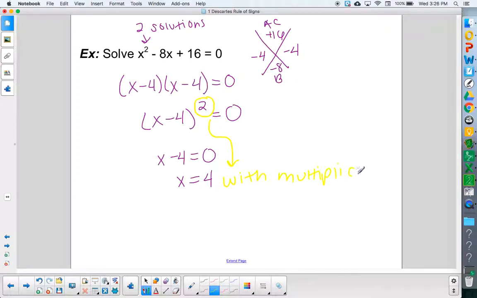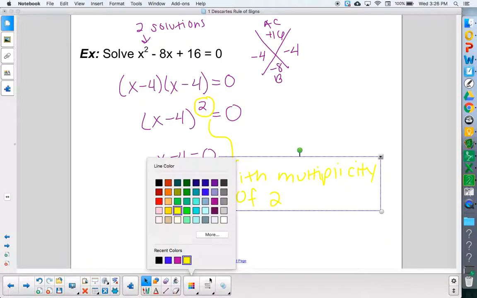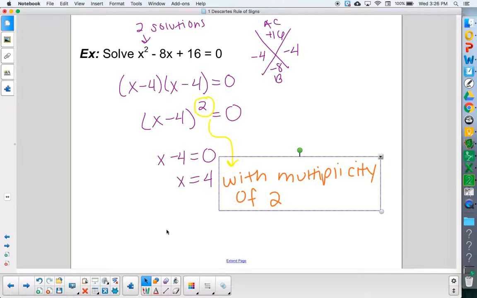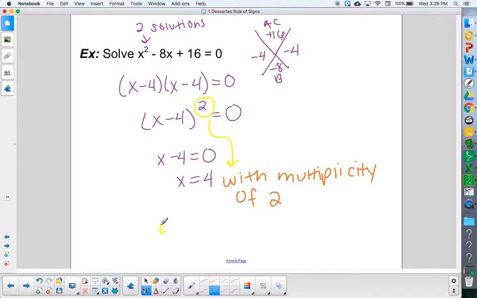I didn't mean to stay on yellow, but I'm too far in, so we're going to keep with it. Actually, I might be able to change the color. Here we go. Now it's a little easier to see. So we would say x equals 4 with multiplicity of 2, or you can say x equals 4 is a double root, meaning it happens twice.